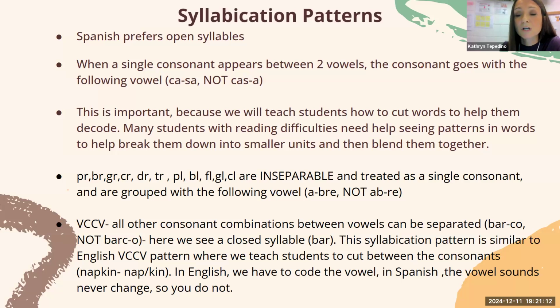Okay. So again, we're going to be teaching our kids how to cut words. So we need to know some of these rules and just the structure of the language. So all those R and L blends are inseparable. So when we divide the word abre, it would be abre because the BR cannot be separated.